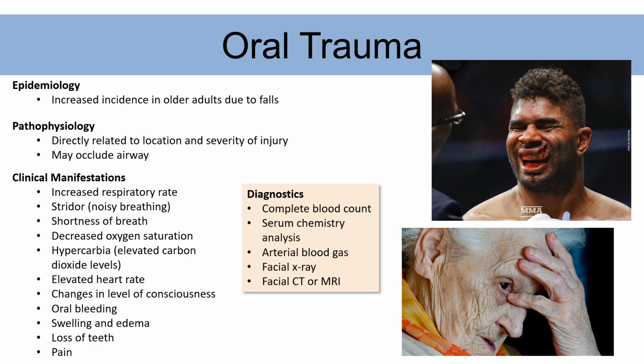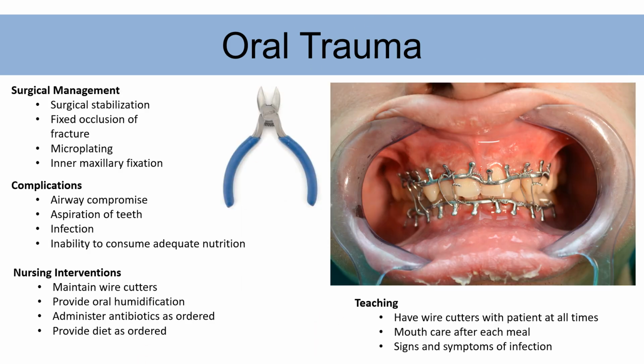The first several are related to breathing, oxygen. And then, of course, we have the usual, which is pain and comfort, edema, and bleeding. So diagnostic-wise, we're going to get some labs to check for blood loss, infection, arterial blood gas to make sure that they are not retaining carbon dioxide and that their oxygen levels are adequate, and then imaging, facial x-ray, CT, or MRI. So for surgical management, there's several different types of surgeries, really just depends on what the problem is.